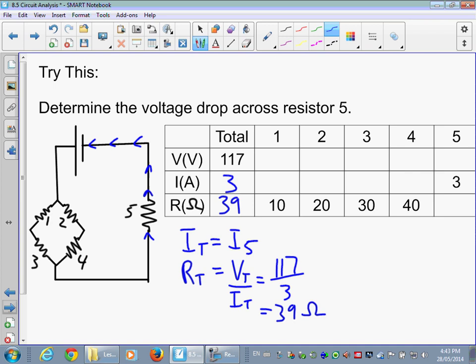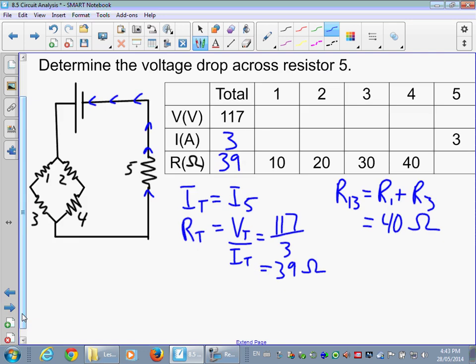The first way I can do that is I can say that R1 and R3 are in series with each other. So R13 is R1 plus R3. R1 is 10, R3 is 30, so that's 40 ohms of resistance. Similarly, R2 and R4 are in series with each other, so you would get 20 plus 40, which gives you 60 ohms of resistance. So now let's redraw that diagram.